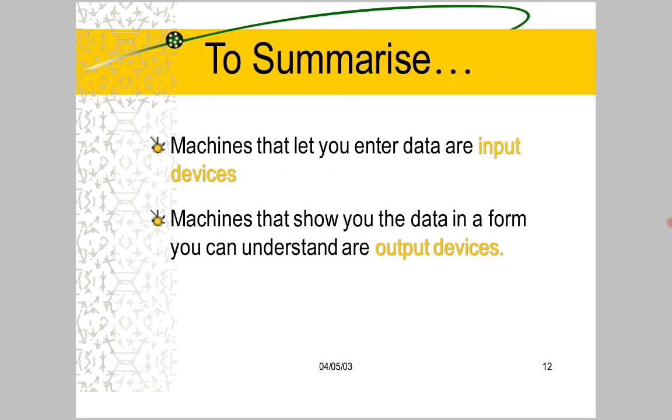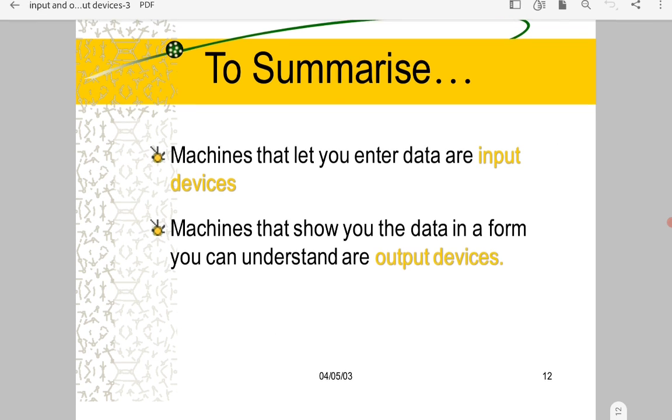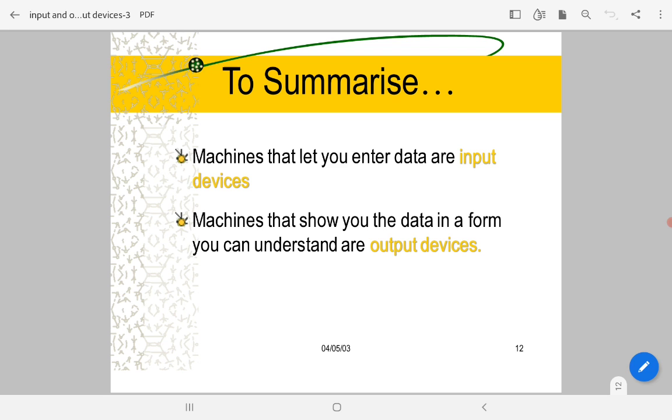So this is the summary. Machines that let you enter data are called input devices. Machines that show you the data in the form you can understand are output devices. So these are the basic summary of the various input output devices. We may start with another PPT.